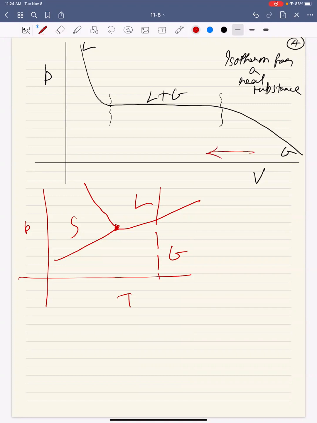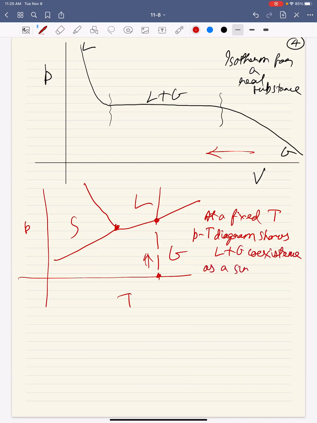Decreasing volume is the same as increasing pressure, right? So increase the pressure along this one. You start from a gas, you cross this boundary, and then it becomes a liquid. But in the water phase diagram, we had PT coordinates. So the liquid vapor part appeared as a single point, right? At a fixed temperature, the PT diagram shows liquid plus gas coexistence as a single point.